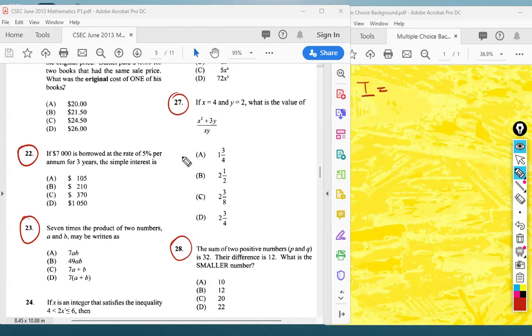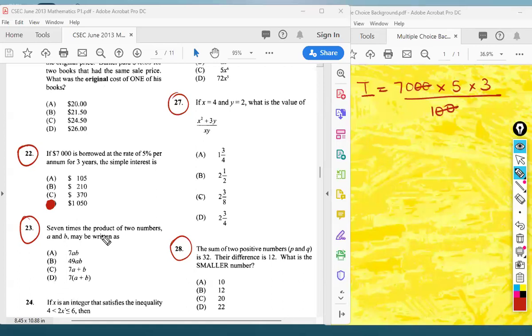Interest is what? Principal by rate by time. So it's principal, which is 7,000. The rate is 5 over 100. 2 zeros, 2 zeros. So it's 70 by 5 by 3. 1050 is the answer. Number 23, I think the answer is obvious for this one.